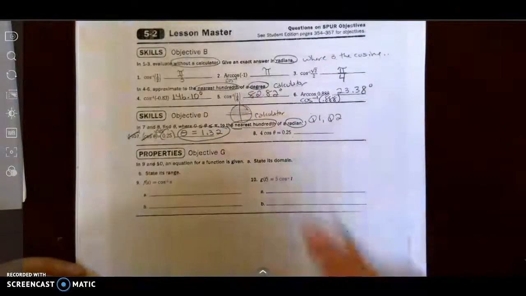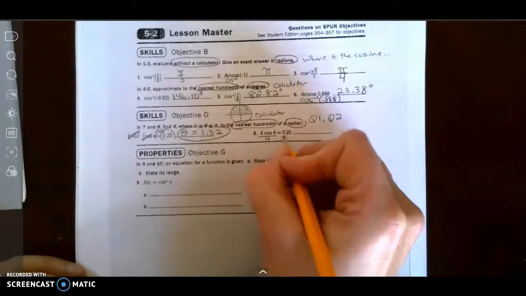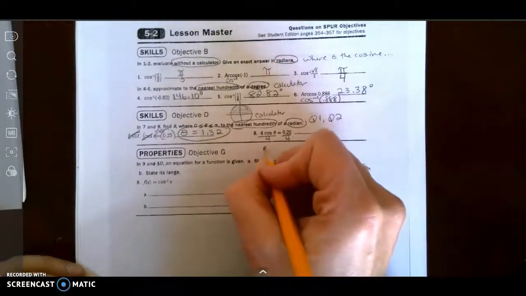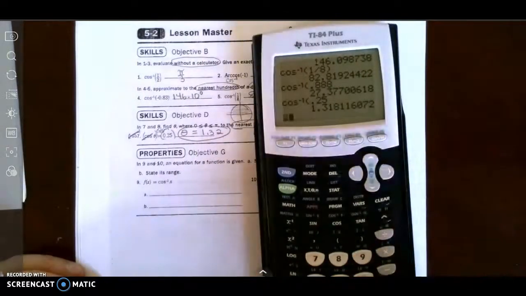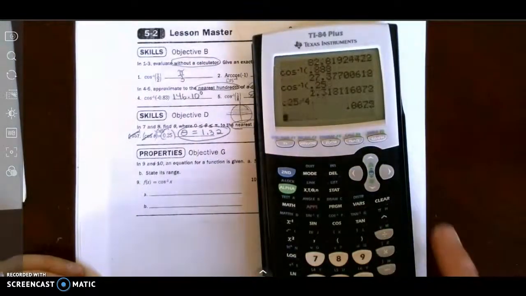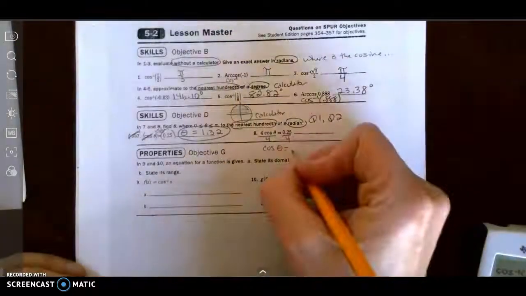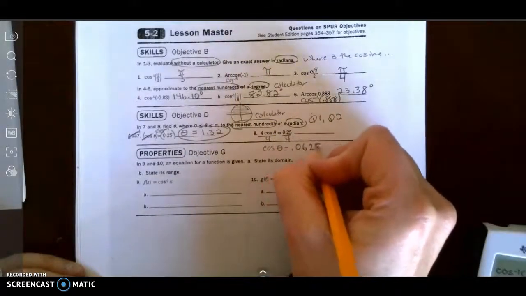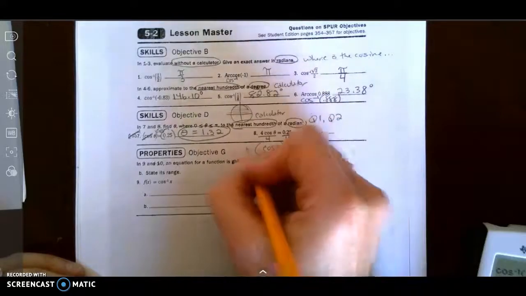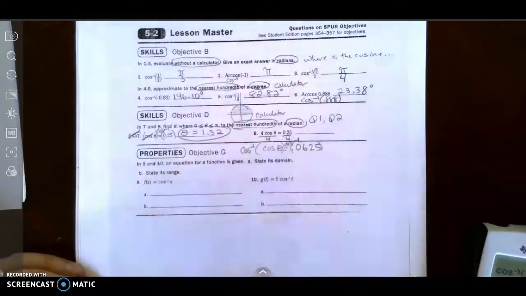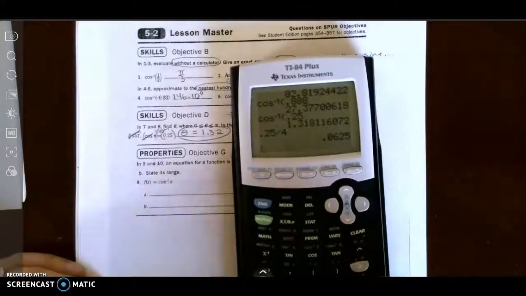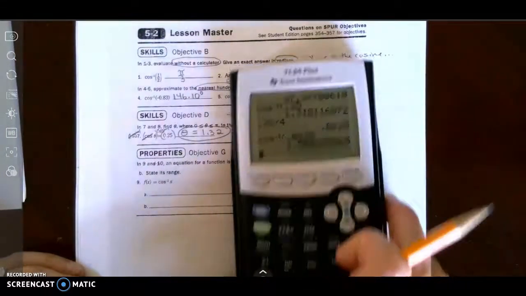For this next one, I need to first divide by 4, and I get cosine of theta equals 0.25 divided by 4, which is 0.0625. I'm going to take the inverse of each side, inverse cosine of 0.0625, and I get 1.51.